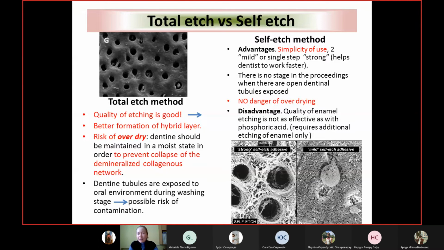That's why some manufacturers recommend to apply additional etchant to enamel only. But this is actually not good, and it's a defeat, not the success of this material.